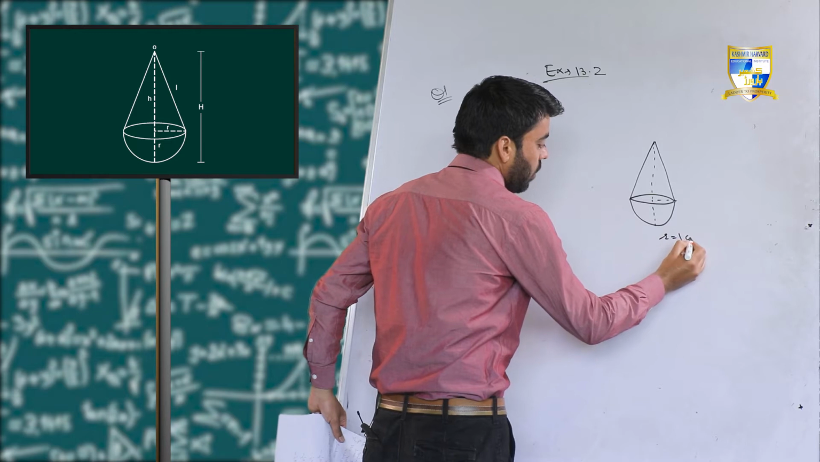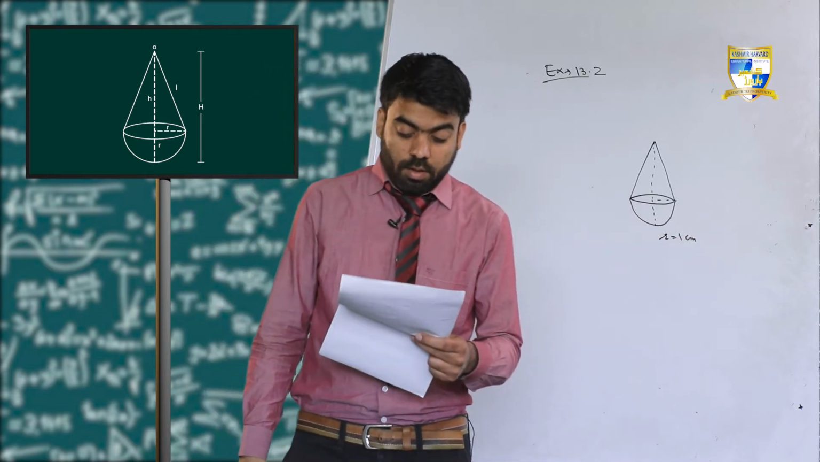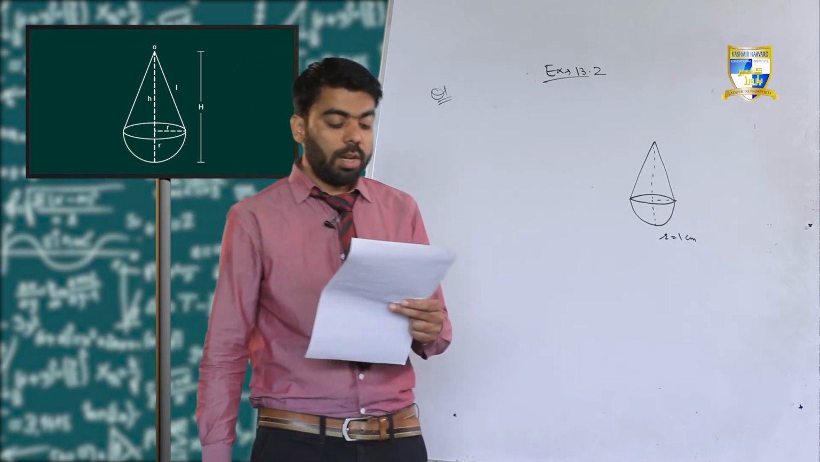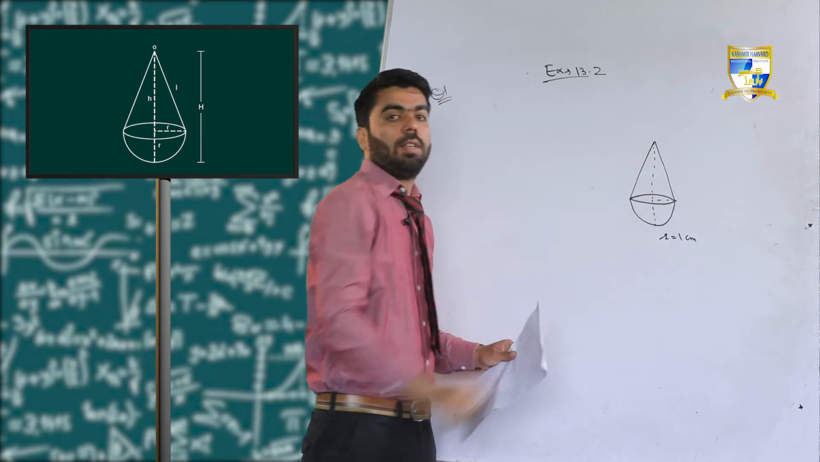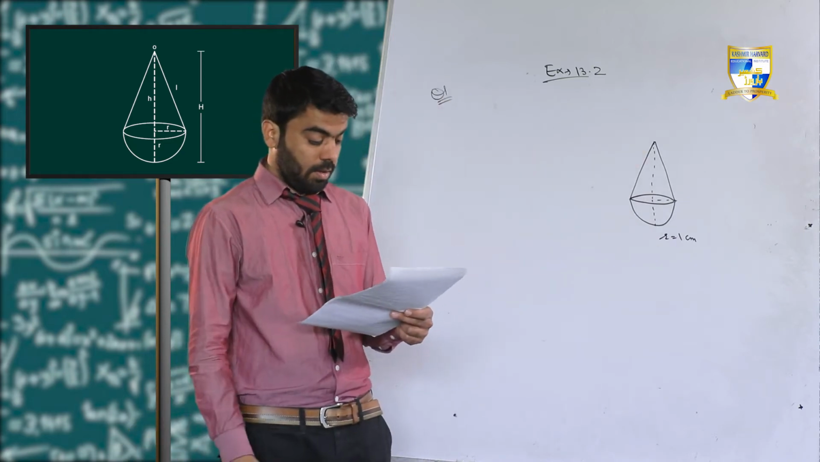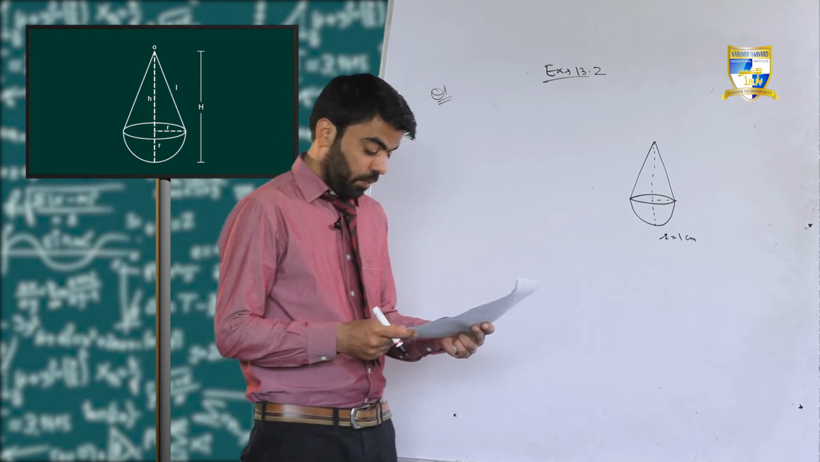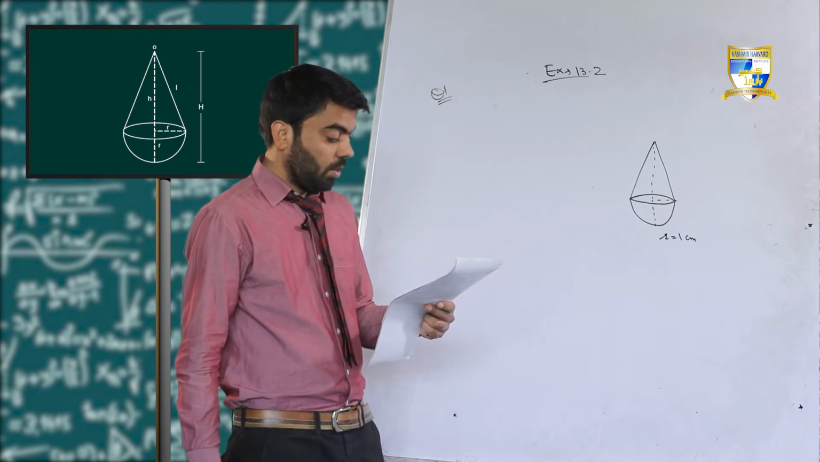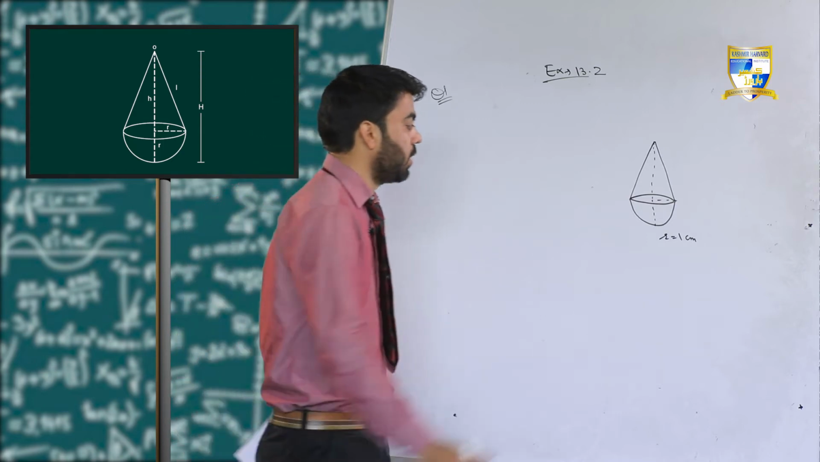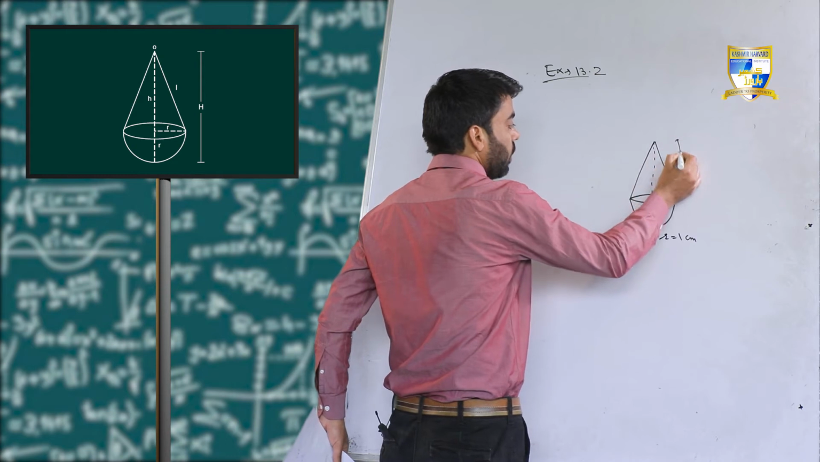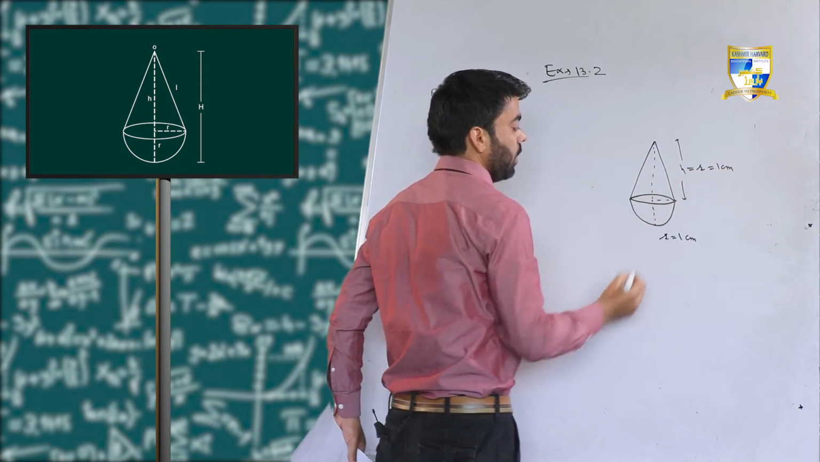R is equal to 1 centimeter. Clear? Then find the volume of the solid in terms of pi. We have to find the volume of this in terms of pi. What is the height? The radii are equal to 1 centimeter, and the height of the cone is equal to its radius. That means the height of the cone is equal to r, which is 1 centimeter.